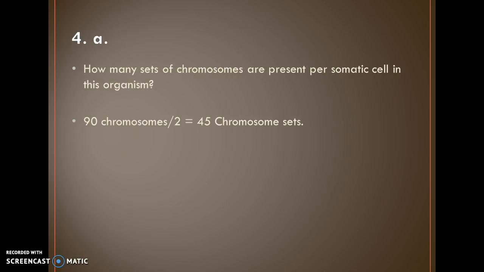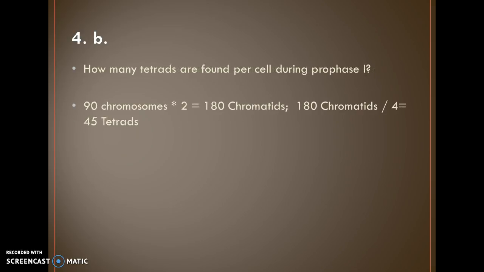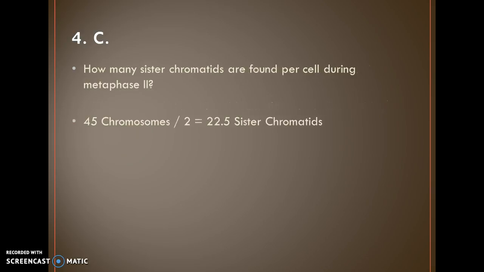4a. How many sets of chromosomes are present per somatic cell in the organism? So we have 90 chromosomes, and we're going to divide it by 2, and that gives us 45 chromosome sets. 4b. How many tetrads are found per cell during prophase 1? 90 chromosomes times 2 will get 180 chromatids, and out of 180 chromatids, we're going to divide it by 4, and we're going to find we have 45 tetrads. 4c. How many sister chromatids are found per cell during metaphase 2? We have 45 chromosomes, divided by 2 equals 22.5 sister chromatids, or supposedly, I guess we could round it to 23, but I chose 22.5.